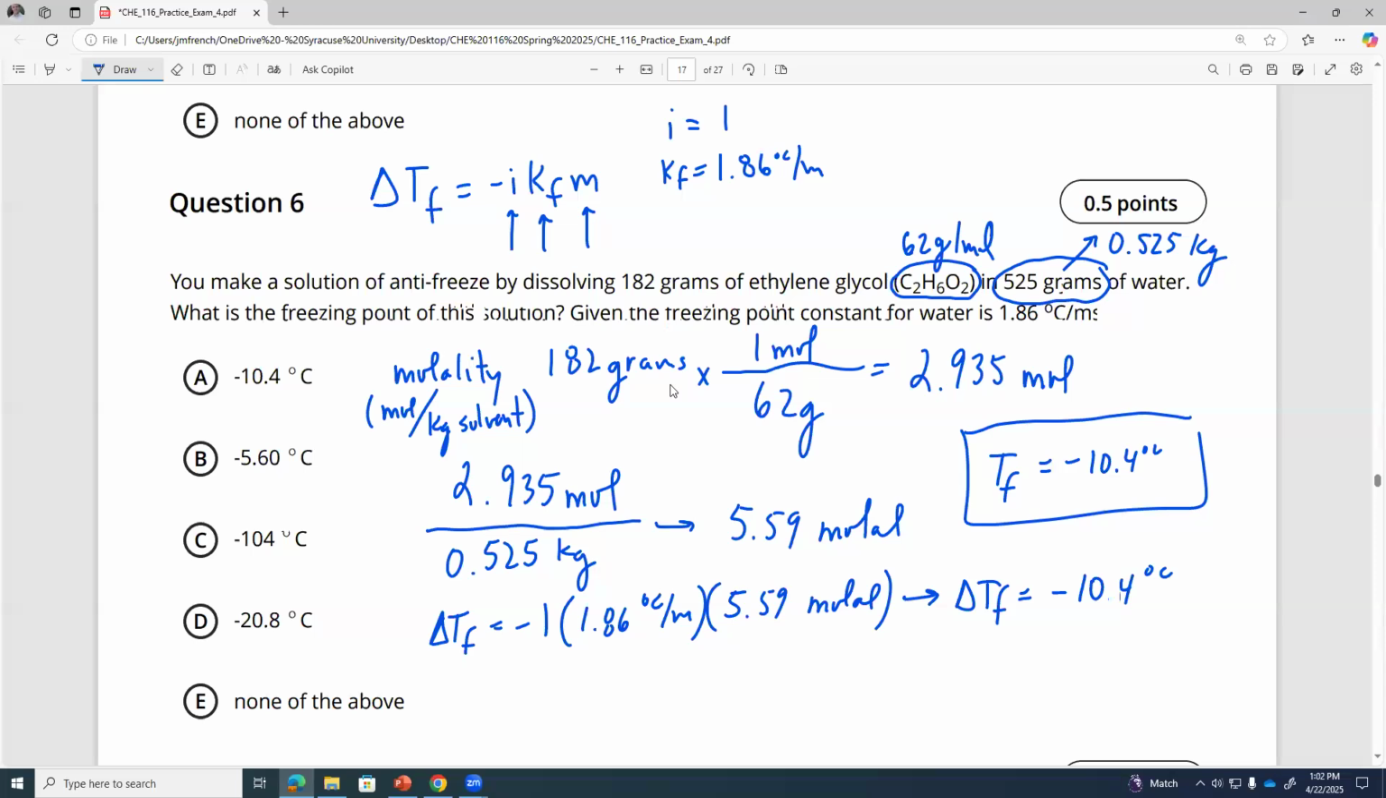We had to find moles, so we could find molality, and then just the change in freezing point calculation, right? Put that all together, multiply across to get our change in freezing point is 10.4 degrees. So we're going to freeze. This would have a freezing point of minus 10.4 degrees, below 0. Any questions on 6?